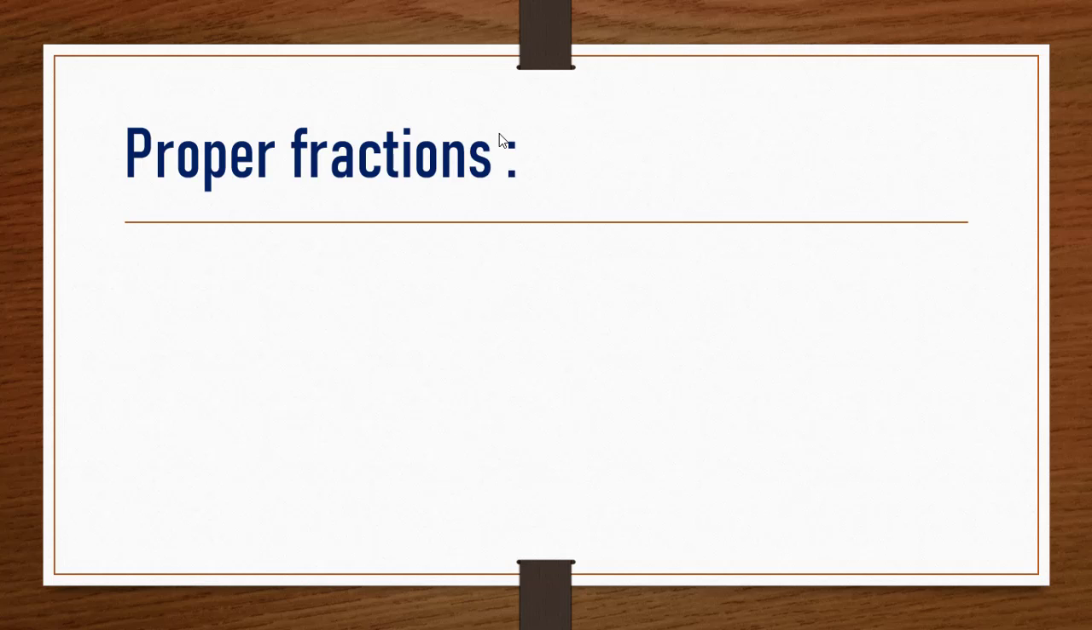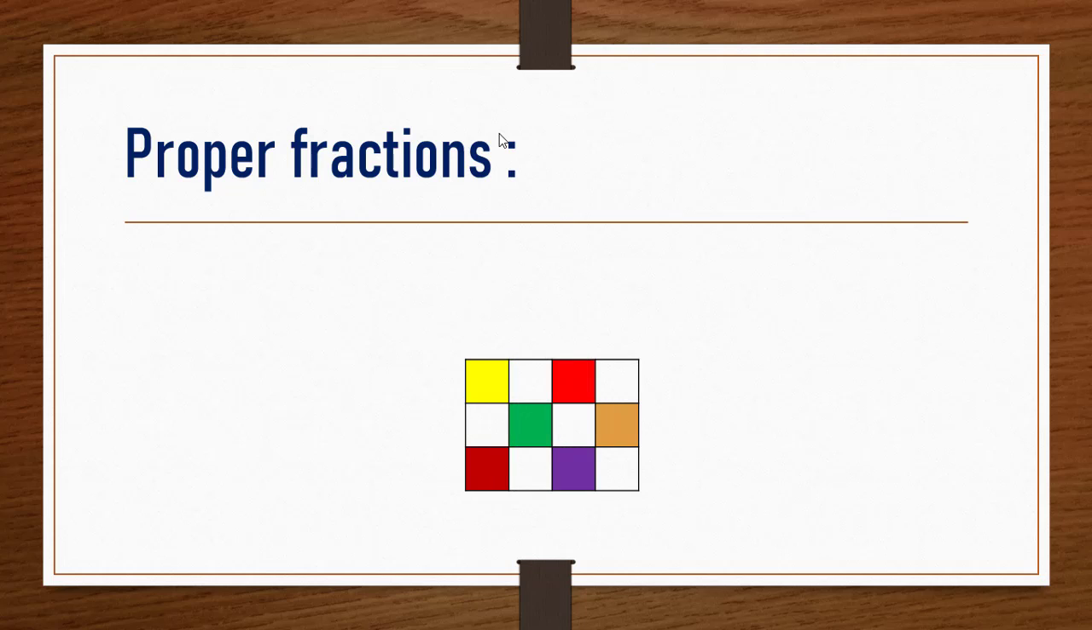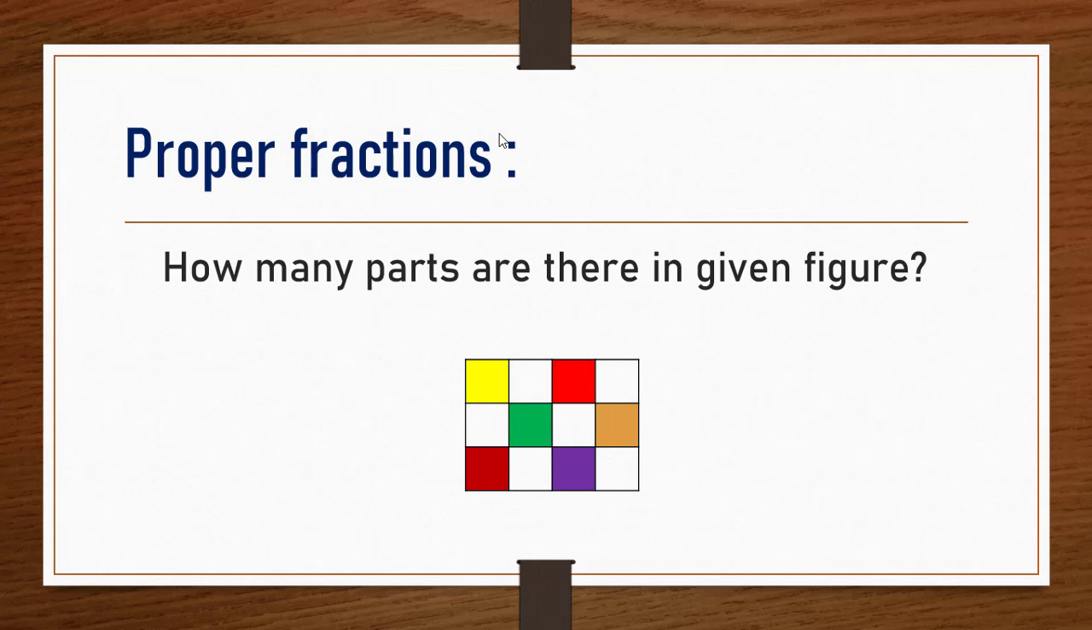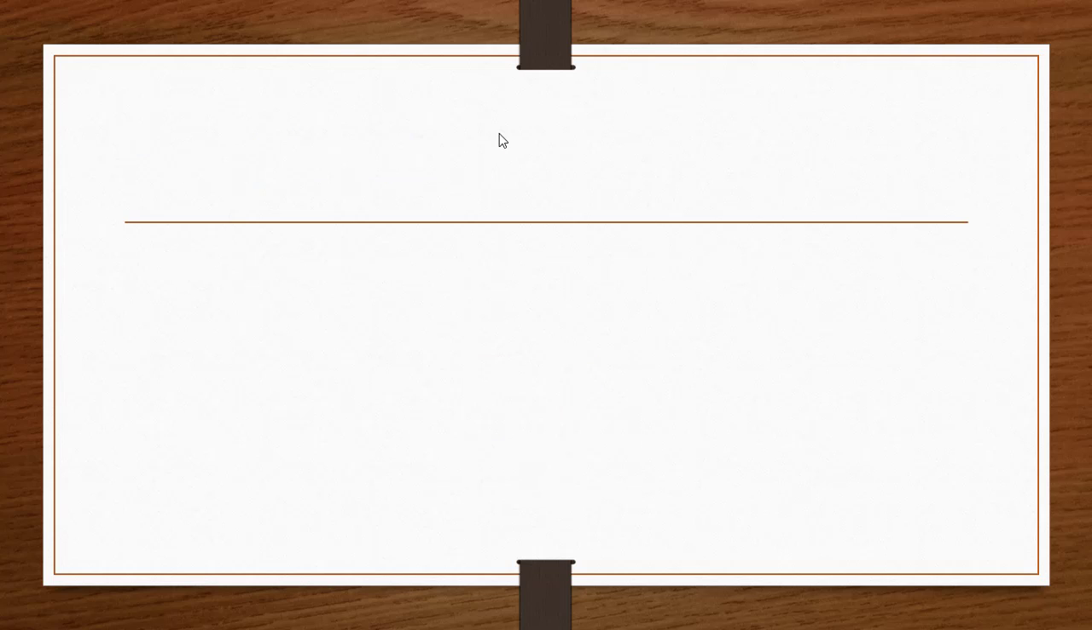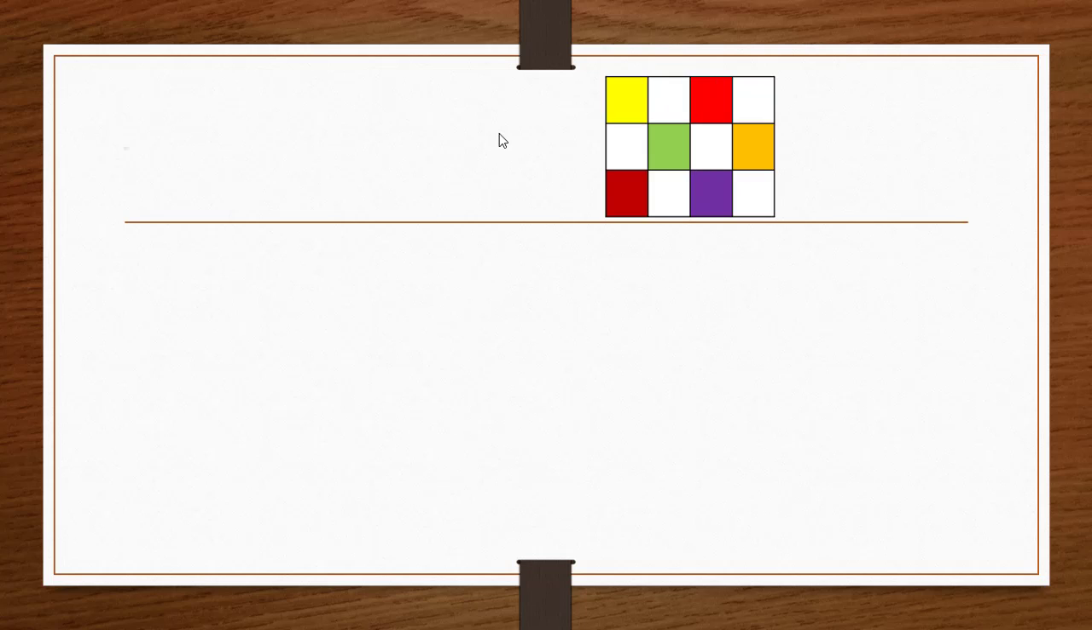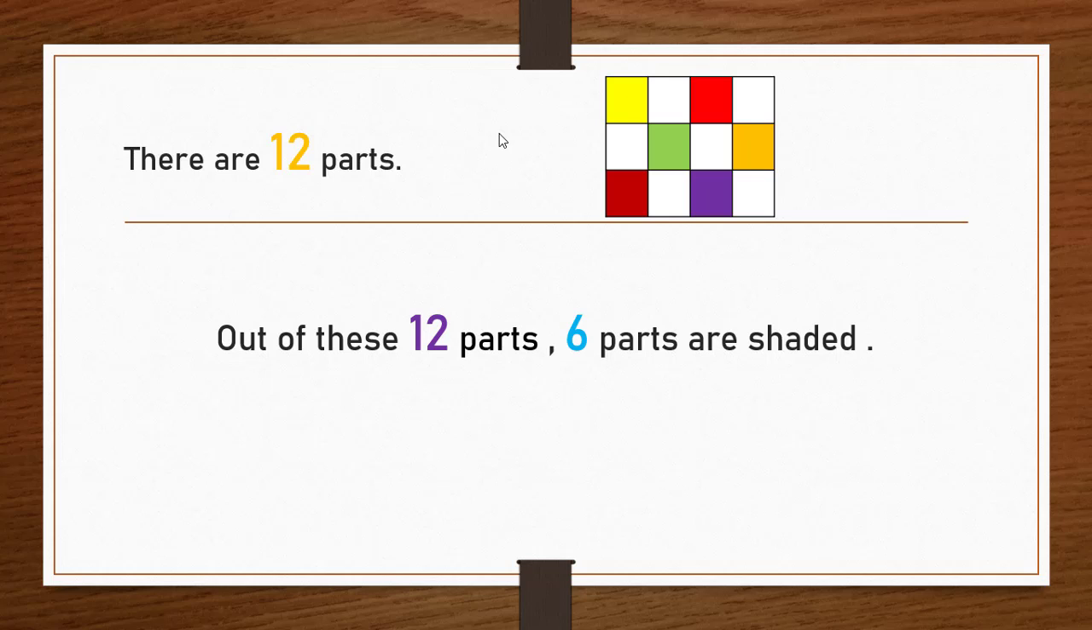Proper fractions. Here is a figure. How many parts are there in the given figure? You can see there are 12 parts in the given figure. Out of these 12 parts, 6 parts are shaded. So the fraction will be 6 by 12.